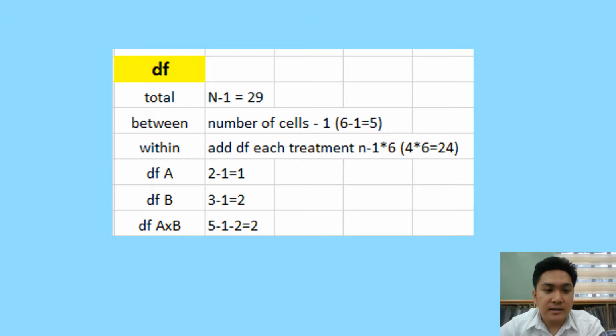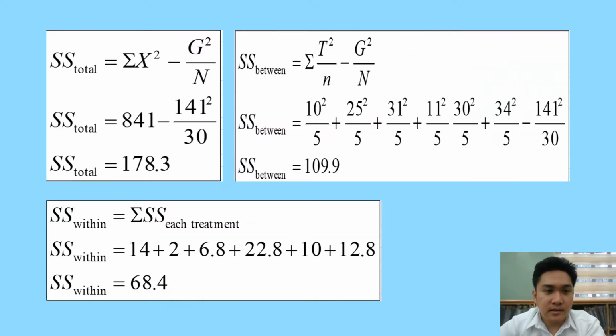DF A times B is the difference of the SS between treatments minus DFA and DFB. SS total is to subtract the summation of x squared from the quotient of G squared over the total number of respondents. SS between is the summation of total squared over n minus G squared over big N. Then, to get the SS within is the summation of SS for each treatment.